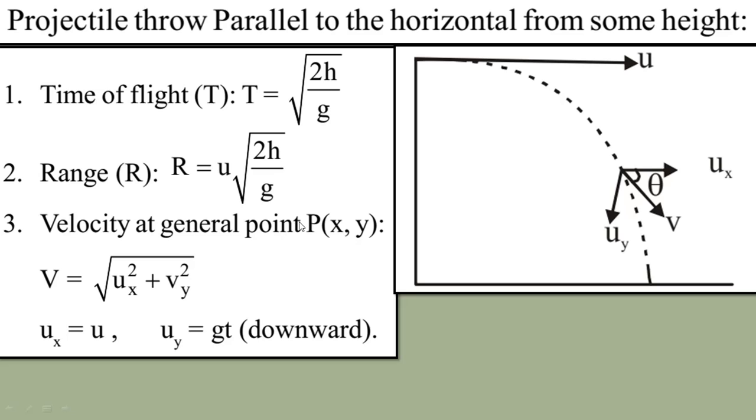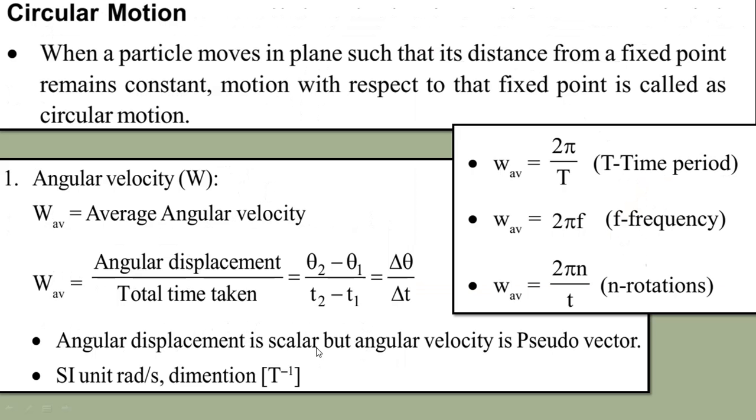Velocity at a general point P(x, y), where x, y are the coordinates of the point. So the velocity at that point is v is equal to square root of ux square plus uy square. ux is equal to u and uy is equal to gt, downward. So it is downward.